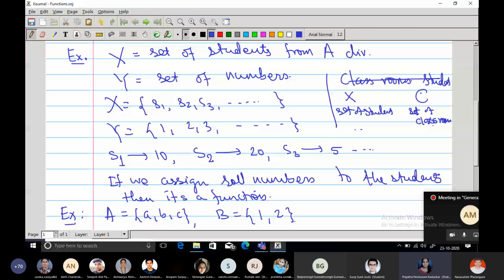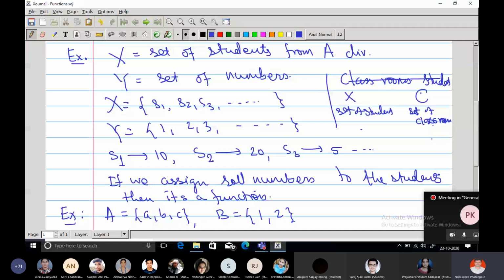Yes, sir. So many students can be assigned with the same classroom. That is possible in this case, right? Is it clear? Yes, sir. But many students cannot be assigned with the same roll number. That is not possible. But in this situation, more than one student can be assigned with the same classroom because, for example, all the students from A division must be assigned with the same classroom, right?